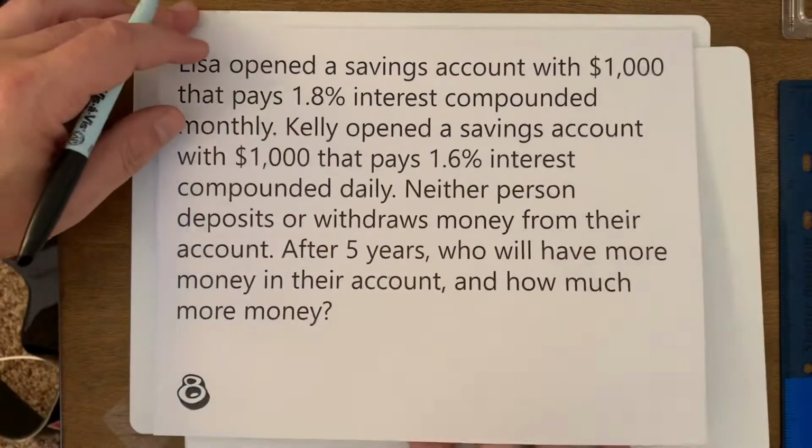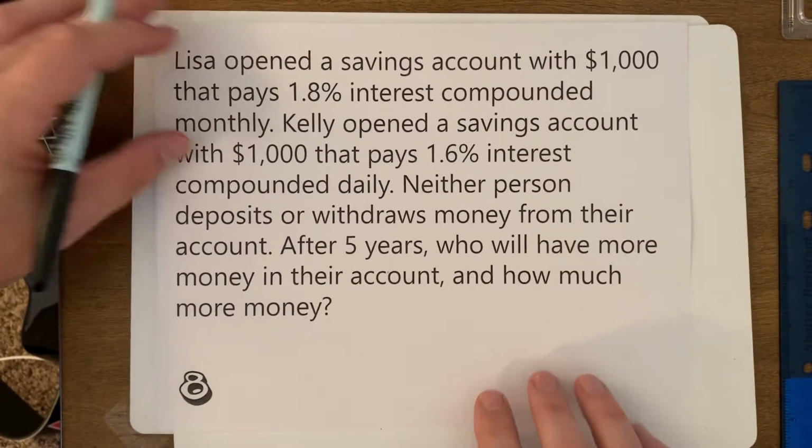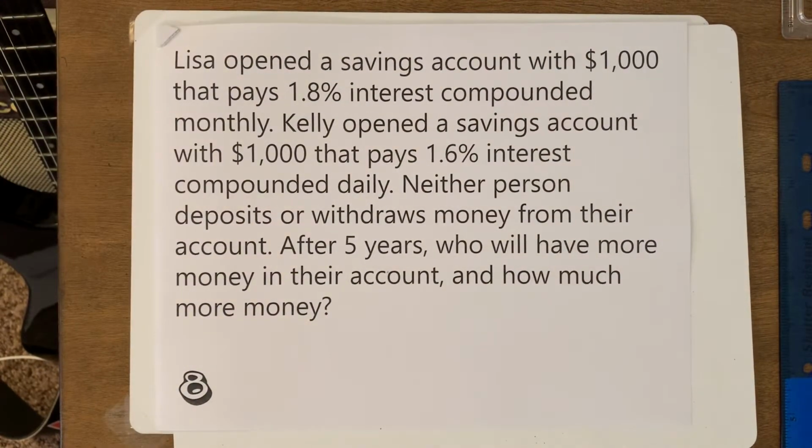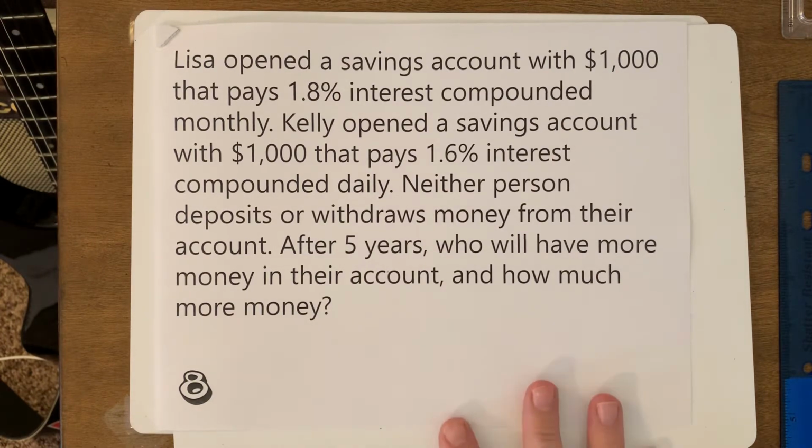All right, let's take a look here. Lisa opened a savings account with $1,000 that pays 1.8% interest compounded monthly. Kelly opened a savings account with $1,000 that pays 1.6% interest compounded daily. Neither person deposits or withdraws money from their account. After 5 years, who will have more money in their account and how much more money?